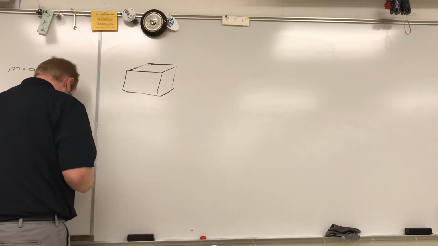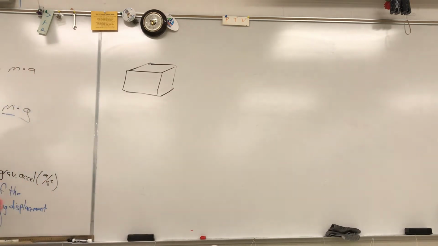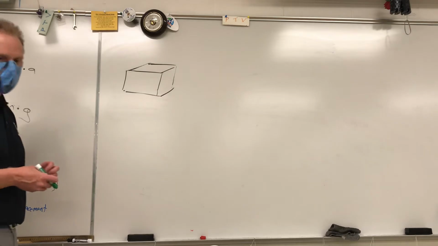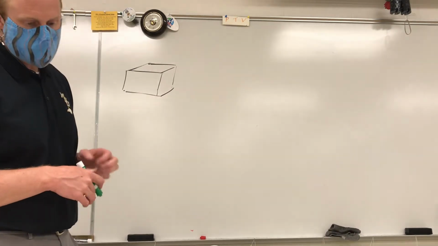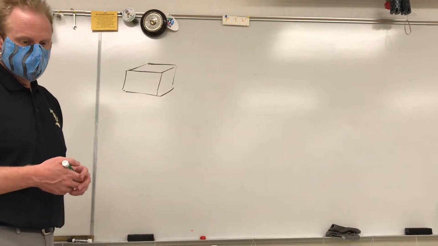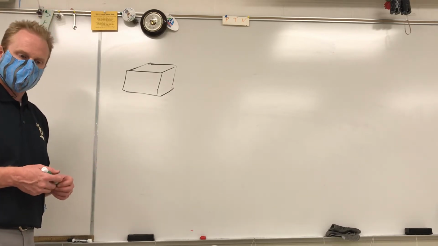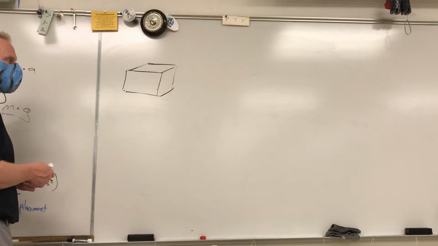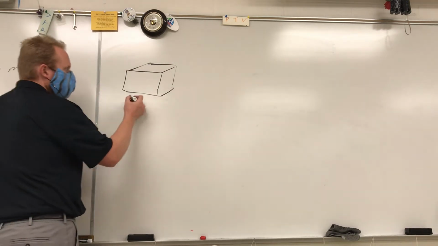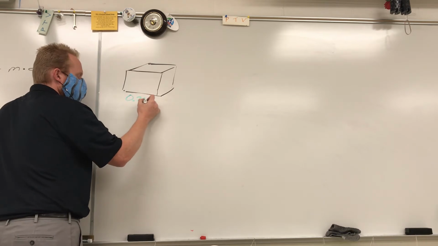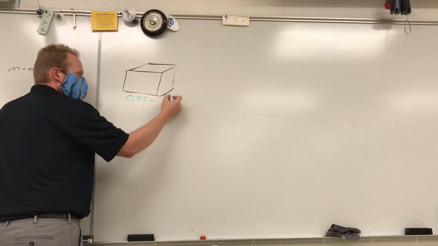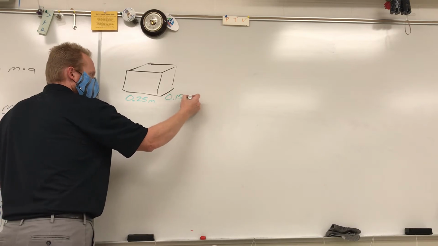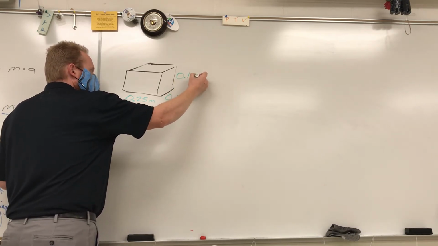and according to the information, it says a block with a density of 650 kilograms per cubic meter is floating in fresh water. The dimensions of the block are 0.25 meters long by 0.15 meters wide and 0.1 meters high. And the density of H2O is 1,000. So I'm going to label the dimensions. My block is 0.25 meters long by 0.15 meters wide by 0.1 meters tall.